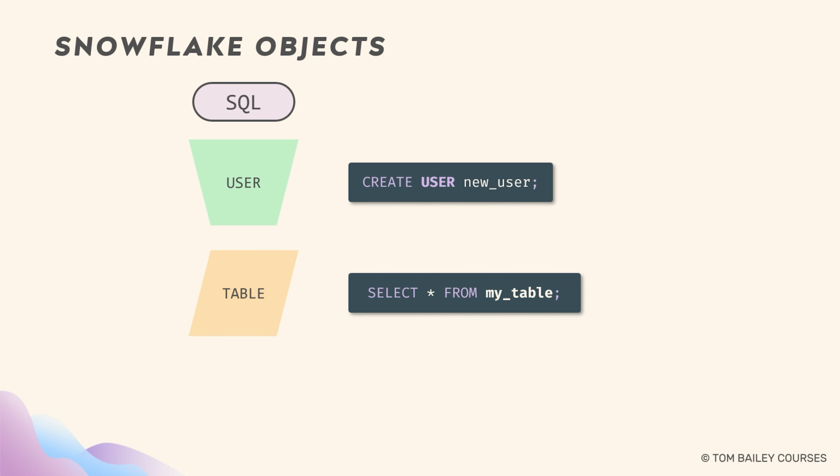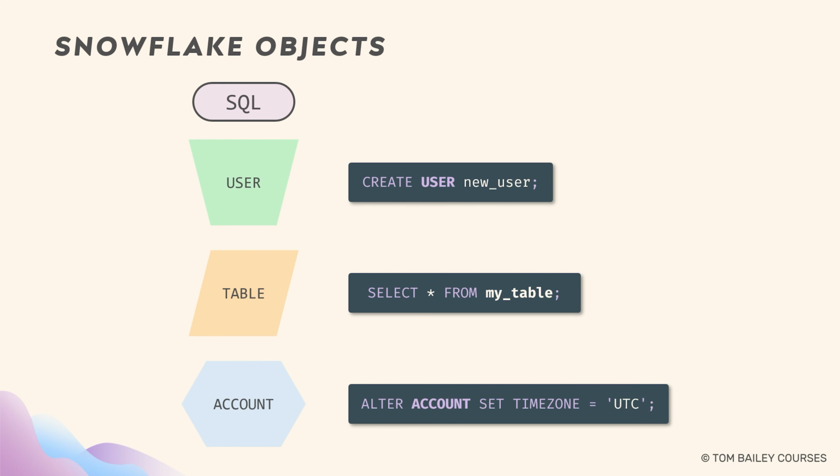Here's the command we ran in the worksheet, which selects all the rows from a table. A table is an object. And here's how we set the default time zone for an account. In this context, our account is an object.